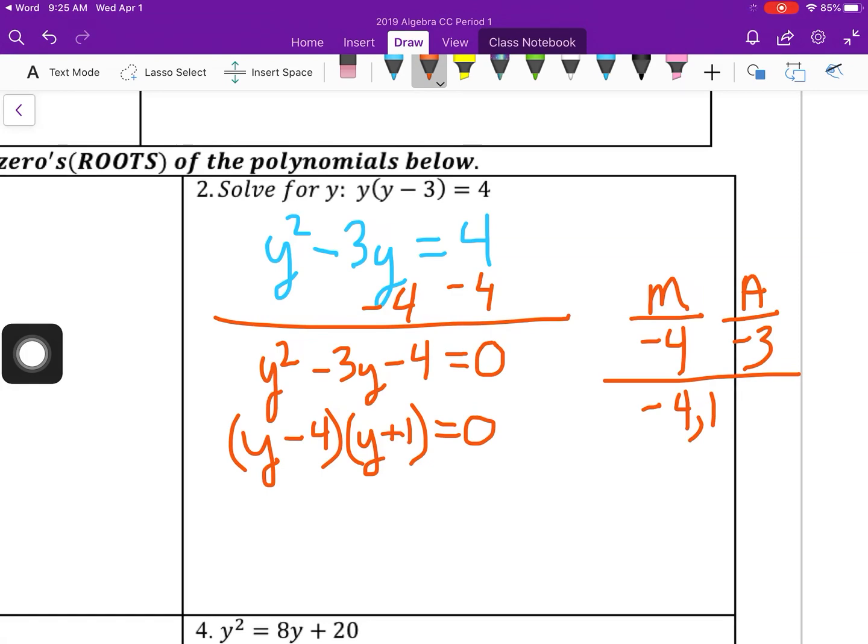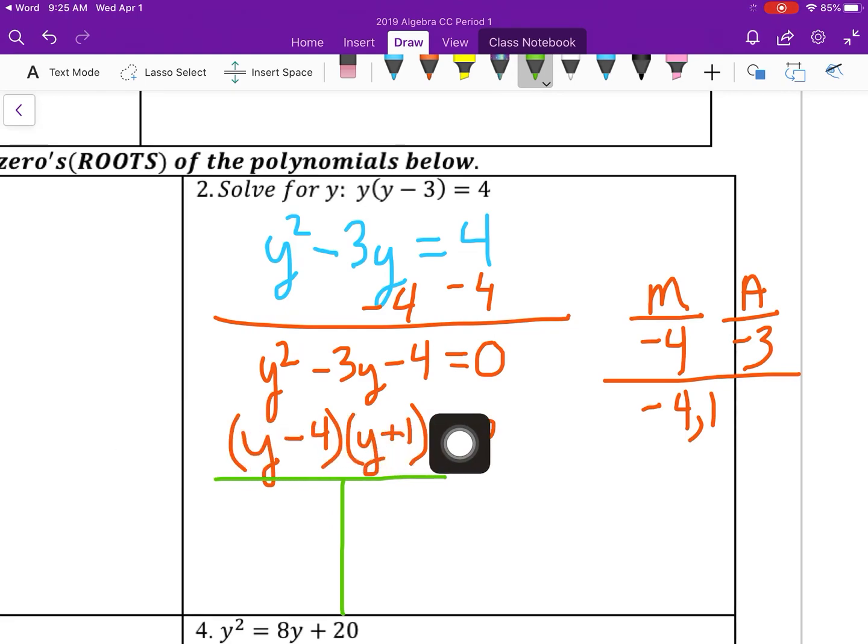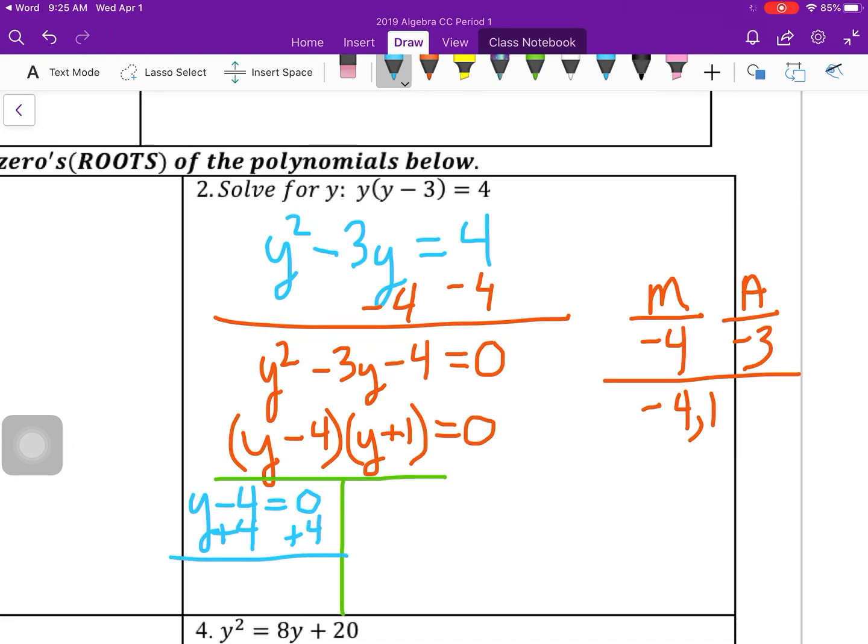So now we still don't have our solutions. So here's where we set up our two equations. That zero product property says if the product equals 0, one of these two factors has to be equal to 0. So that's what we're going to figure out. What makes this equal to 0? Well, if y minus 4 equals 0, when I add 4 to both sides, y is equal to 4. And that's one of my solutions.